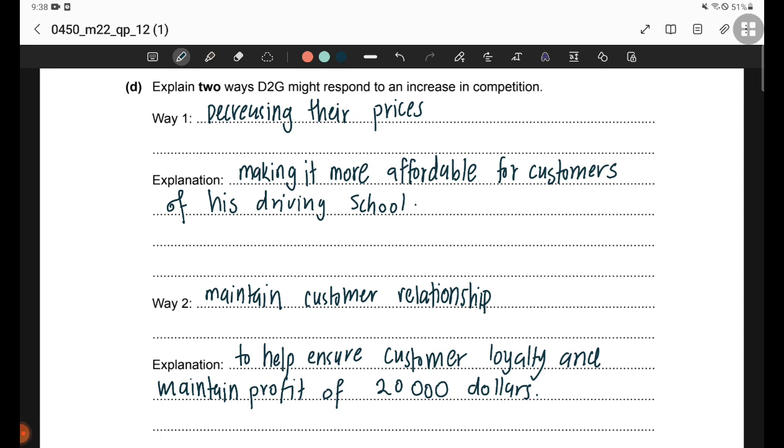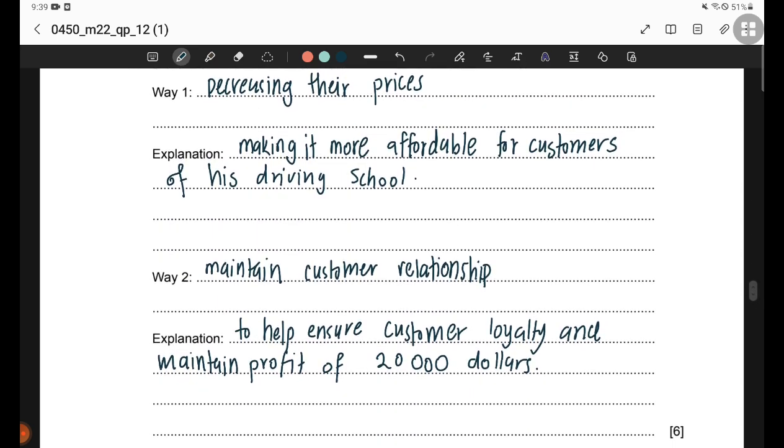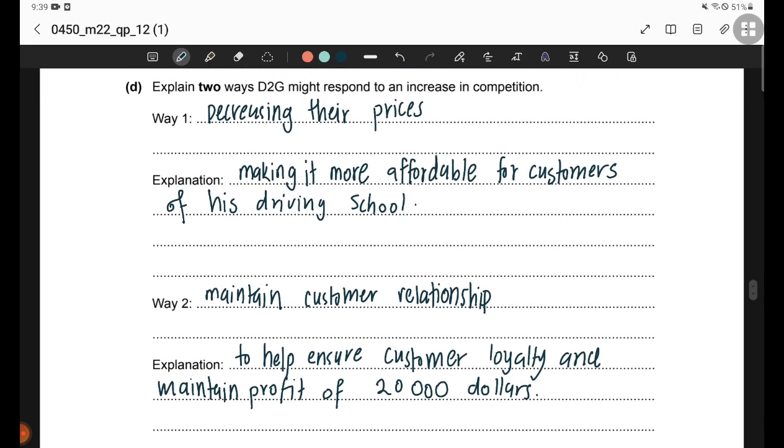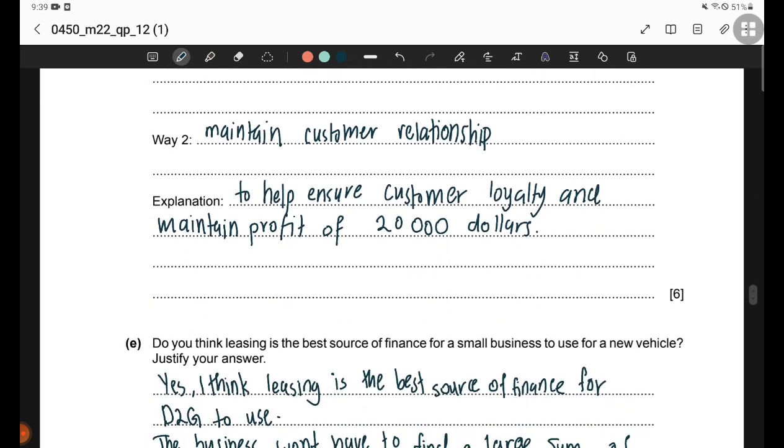Anyways, so here I have 2 ways. Way one, you decrease their prices. The explanation for this is making it more affordable for customers of his driving school. And then another way is to maintain customer relationships, in order to help ensure customer loyalty and to maintain the profit of the $20,000. So you just have to relate things to each other, and you'll be able to score for this question as well.